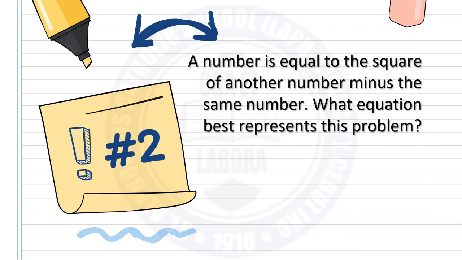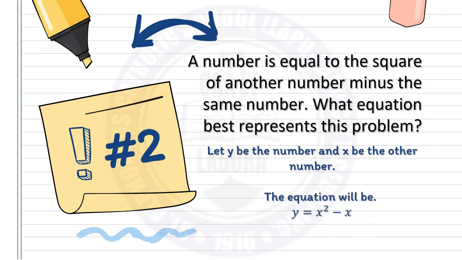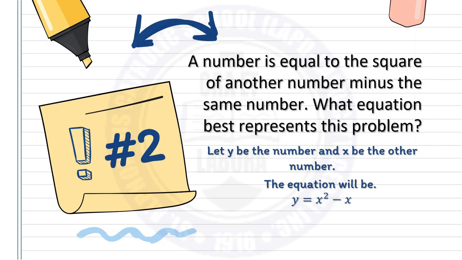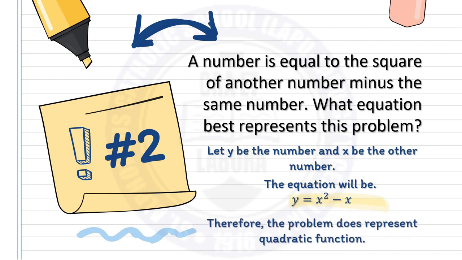Example number 2. A number is equal to the square of another number minus the same number. What equation best represents this problem? Let y be the number and x be the other number. So the equation will be y equals x squared minus x. Therefore, the problem does represent the quadratic function since the highest degree of this function is 2.